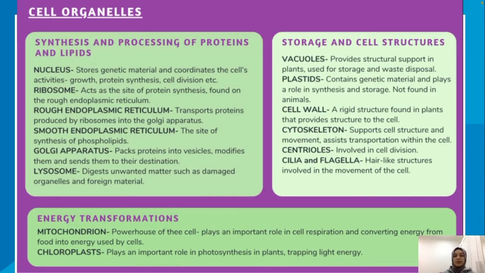Vacuoles provide structural support in plants, specifically. So they're there, again, for that idea of storage and waste disposal. Plastids contain genetic material and play a role in synthesis and storage, so they're not found in animals. Cell wall, this is a rigid structure that's found in plants, and that provides structure for the cell. So it's in the name, really, cell wall.